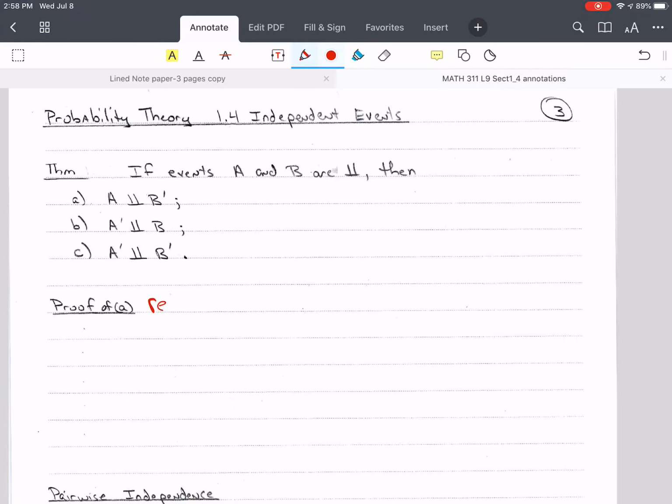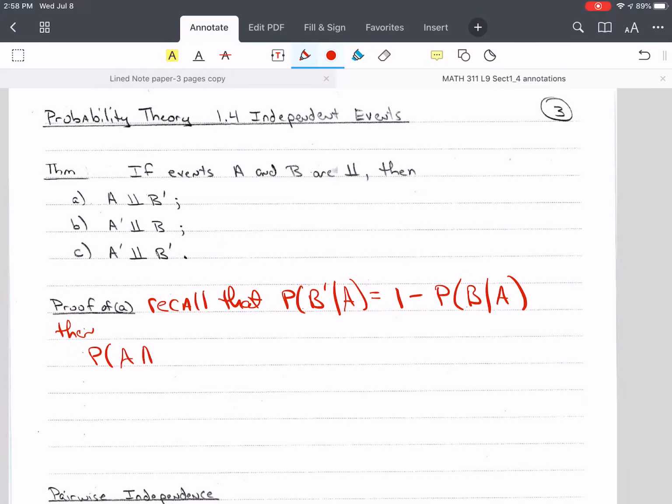So recall that the probability of B complement given A is equal to 1 minus the probability of B given A. That's the complement rule for conditional probability. Then we have the probability of A and B complement is equal to the probability of A times the probability of B complement given A. This is our multiplication rule, where we don't necessarily know if it's independent.